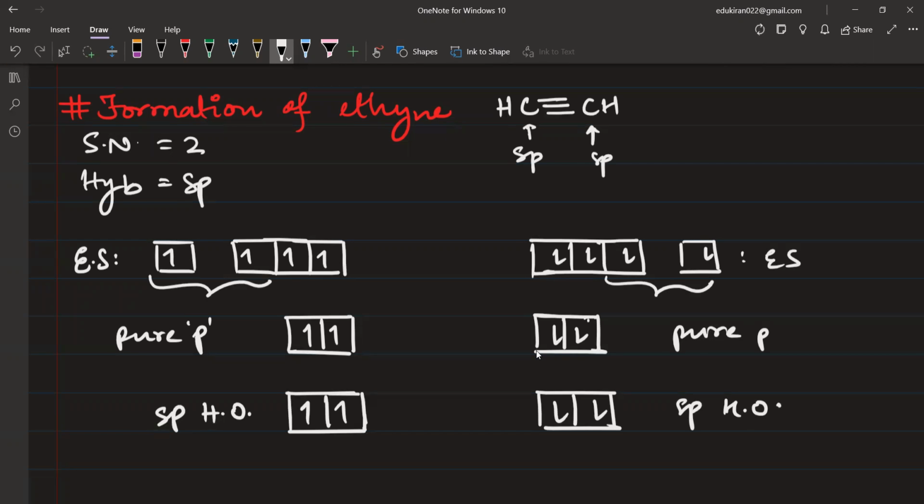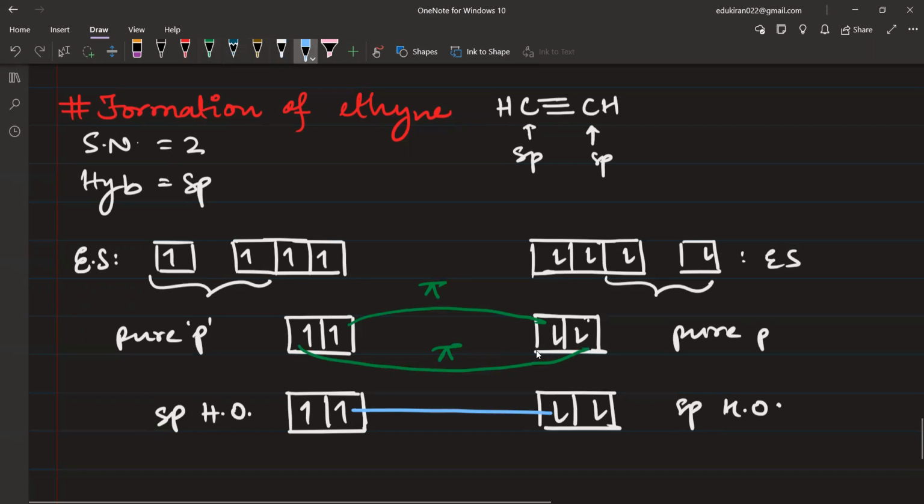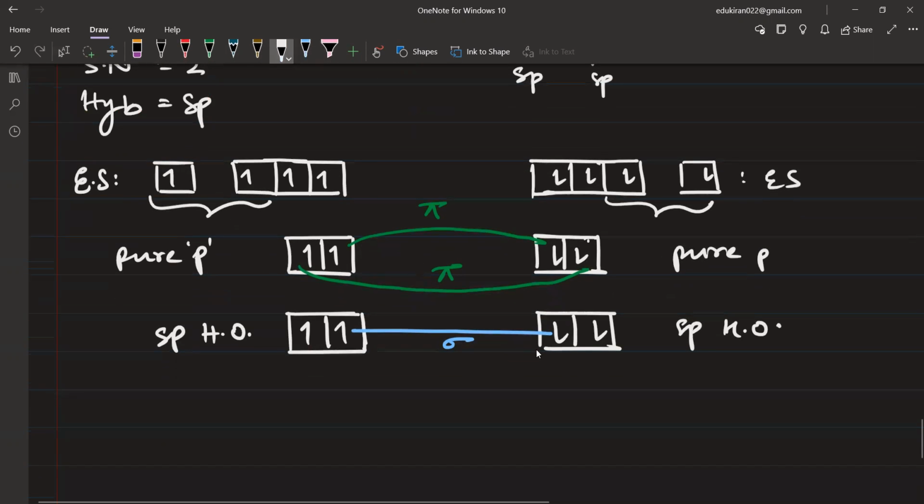So yahan jo bond banta hai, you have one sigma bond with one carbon and the other carbon, and there are two pi bonds. So there is one pi bond like this, we can say, and there is another pi bond. Okay, so this is representing one pi, this is representing another pi, this is my sigma bond, and each carbon has one hydrogen atom. So this hydrogen atom will be attached like this.